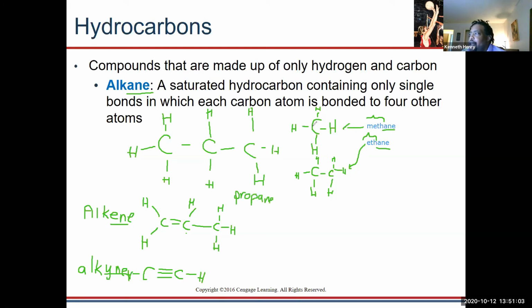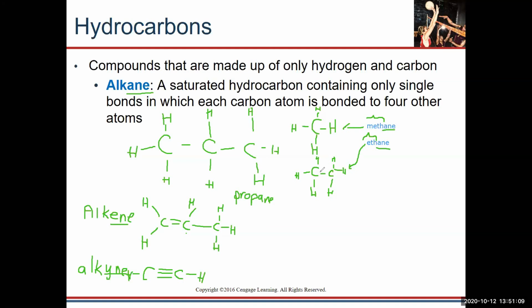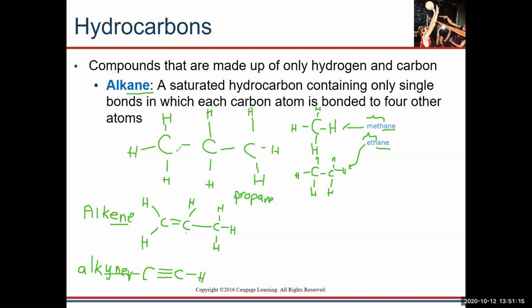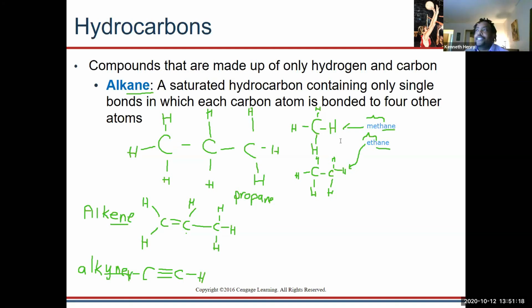What is the difference between the meth and the eth? The meth has 1 carbon. And the eth has how many? 2. And the prop has how many? 3. Okay, good. We're getting somewhere, right? So you just told me that if it is 1 carbon, it's meth. If it's 2 carbons, it's eth. And if it's 3 carbons, it's prop.